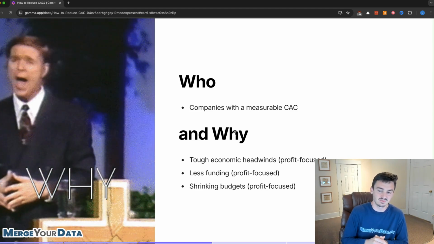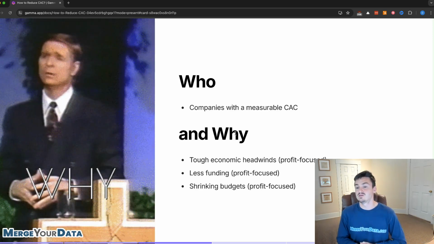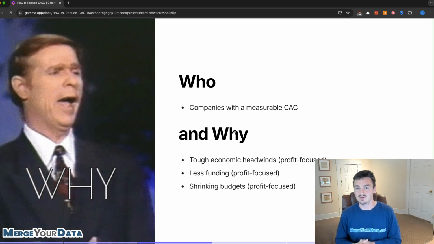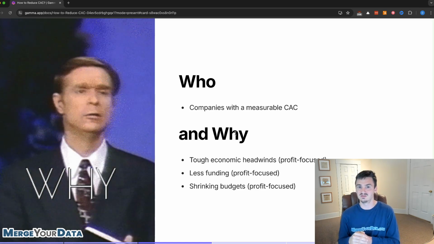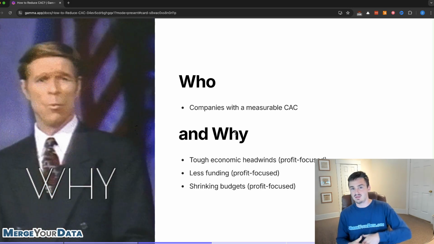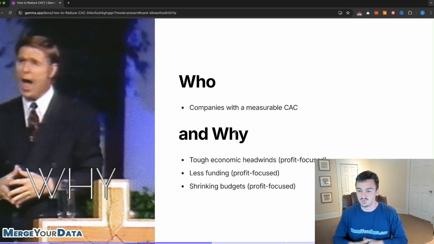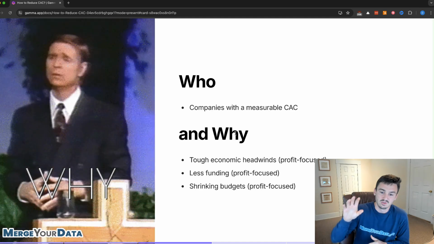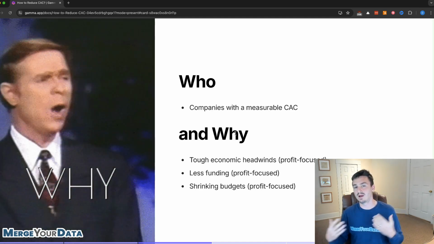And then shrinking budgets, which ties into the other parts of this. Marketing teams, sales teams are seeing shrinking budgets, more so on the marketing side, I would say, but sales is also experiencing the same thing, whether that's because of layoffs due to performance, increasing targets for the existing staff that they have, whatever it might be, but they're becoming more profit focused. And so you can see that the common trend here is people are caring more and more about profit.